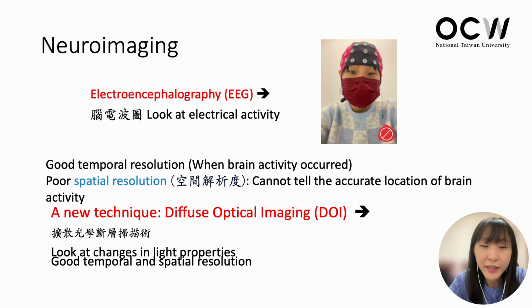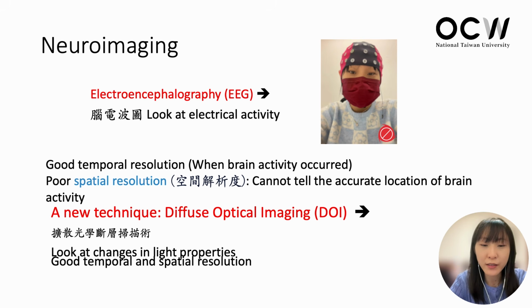So here is another technique called the EEG. So this image is me doing an experiment. So they put on different gels on your hair, and then you need to put on a cap. So EEG measures the electrical activity of the brain through the placement of different electrodes on your head. So it shows good temporal resolution, so you know when brain activity occurred. But compared to the PET and the fMRI, it has poor spatial resolution, so you cannot tell the accurate location of the brain activity.